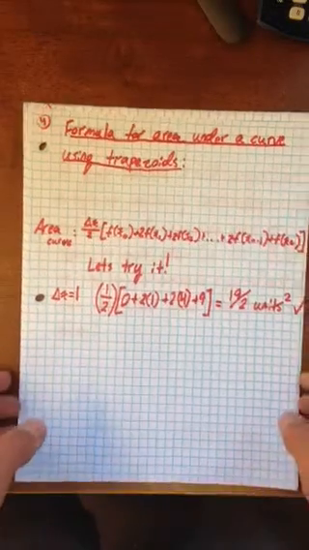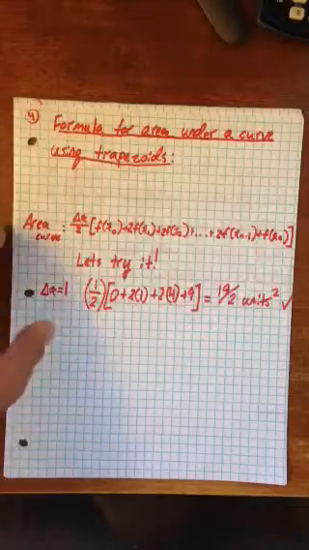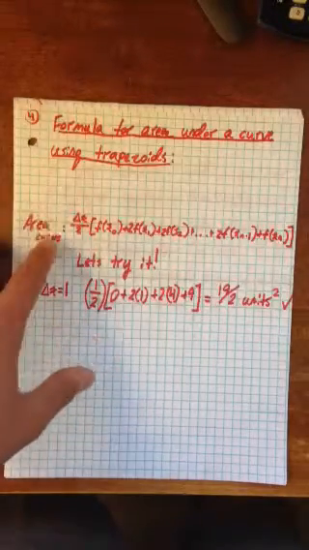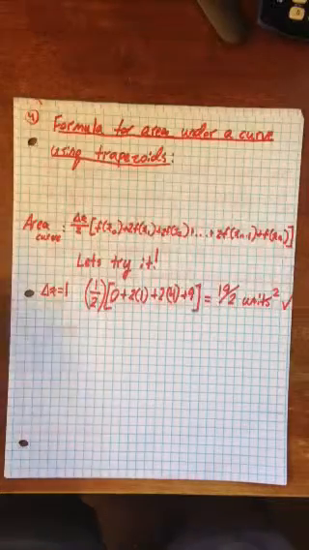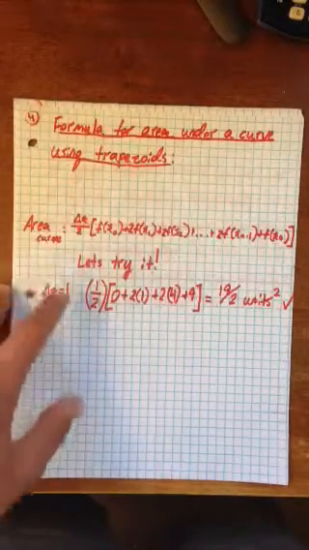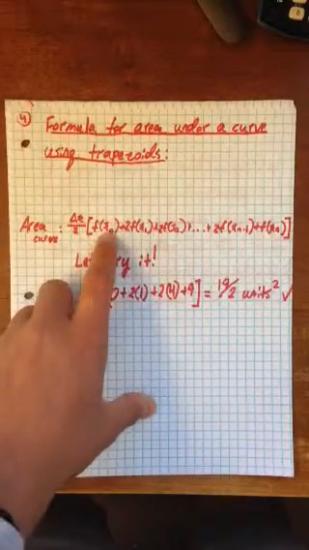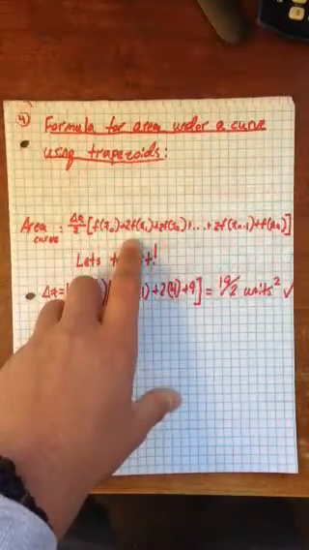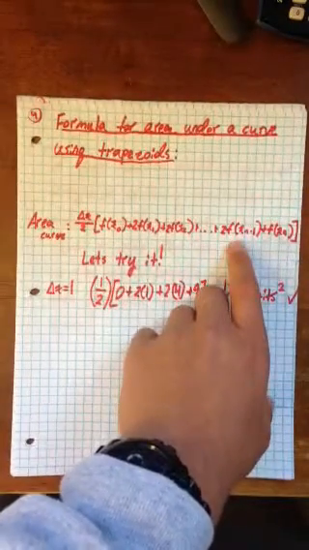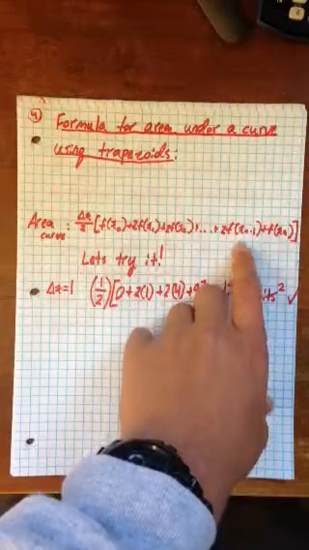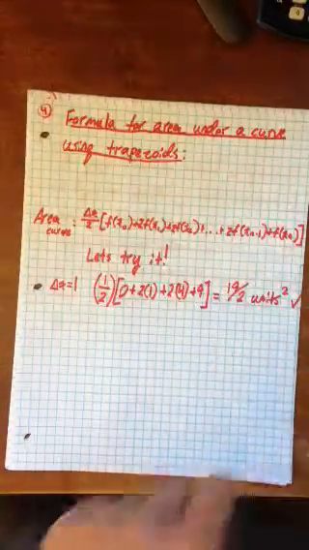There's a formula, actually, for area under the curve using trapezoids. So the area under the curve is going to be delta x, which is the height from before, the difference in x values, 1 from before, over 2, so that's just the 1/2 from the equation before, times f of x sub 0 plus 2f of x sub 1, and so on and so forth until you have 2f of x sub n minus 1 plus f of x sub n.